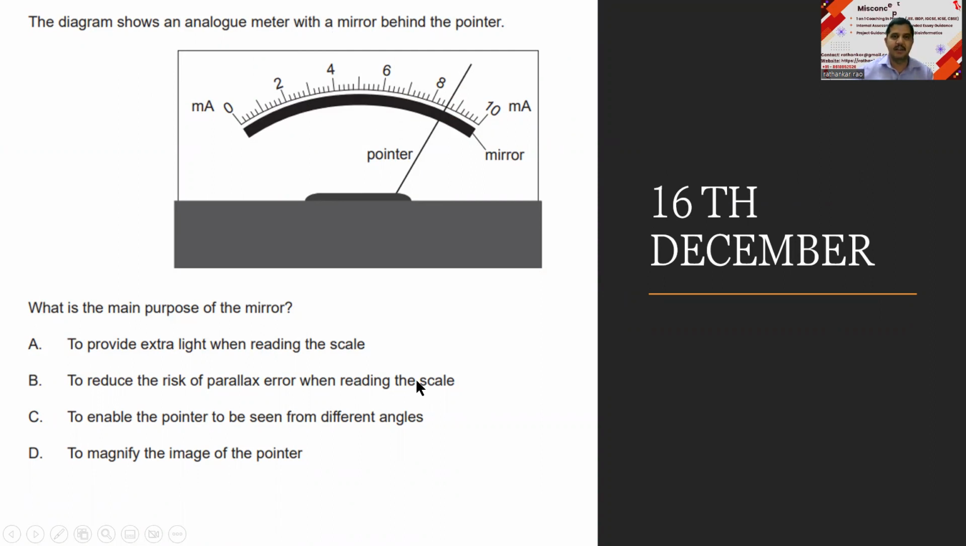Our teachers would have told you already, or maybe even when I am working in the lab, I would have told you, why do you need a mirror? Don't say to look at my face. But anyway, you can think very clearly along the same lines and then answer this. Next question.